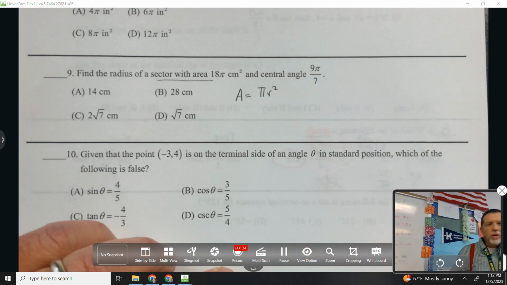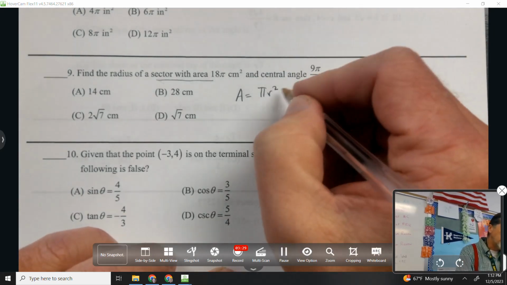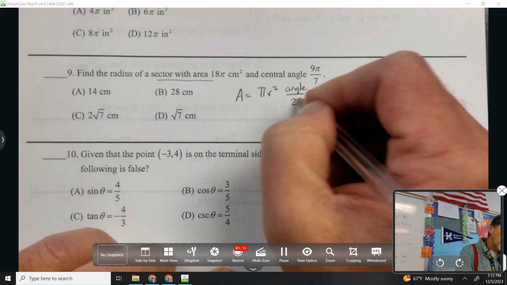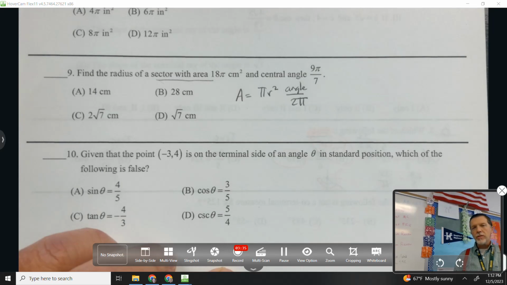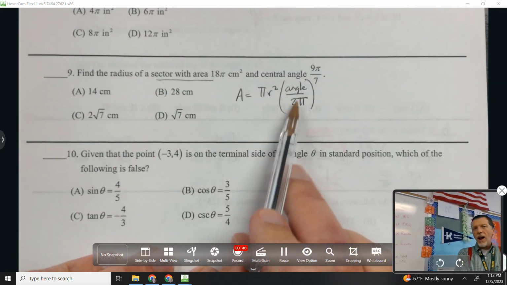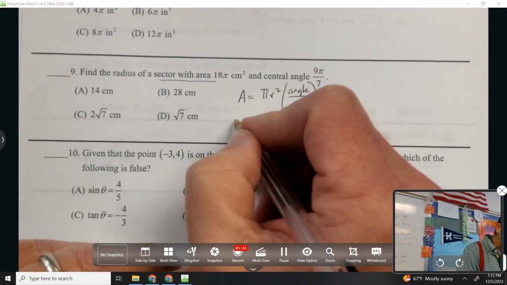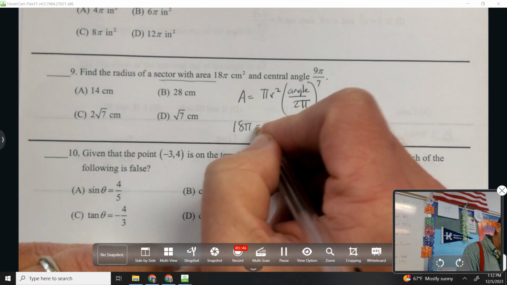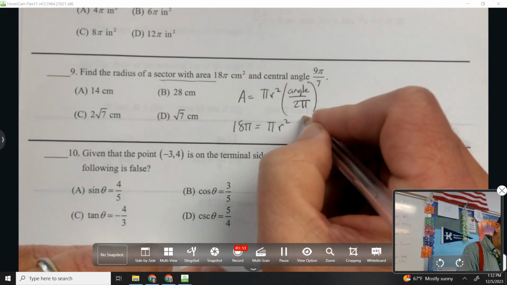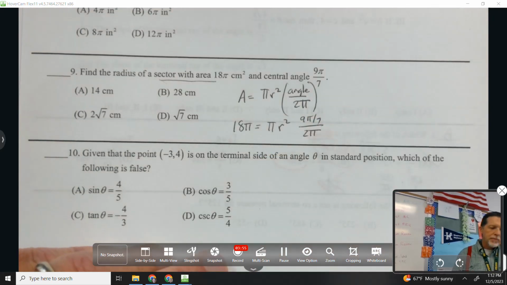Okay, well there's a shortcut formula, but I don't have it memorized. I'd rather do the full circle, pi r squared, times whatever angle we're talking about over 2 pi. So it's like the full circle times whatever fraction of the circle we're dealing with here. So for this one, the area is 18 pi. I'm looking for the radius. And then I've got 9 pi over 7 over 2 pi.